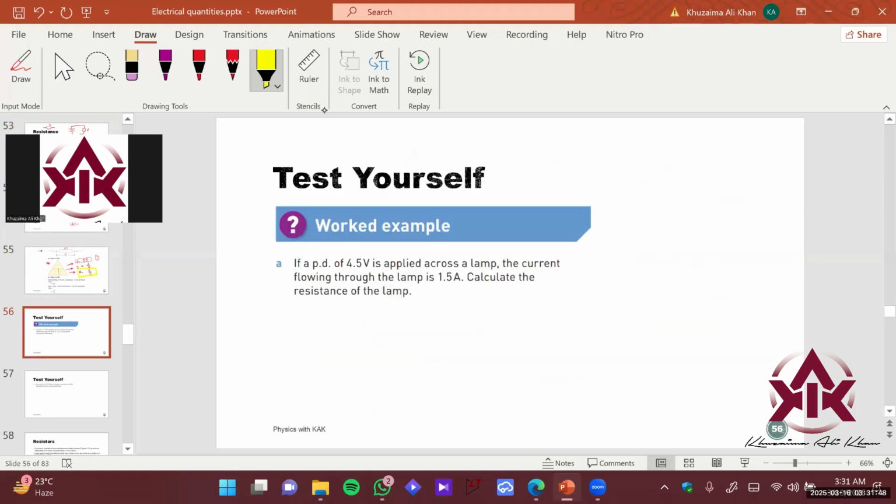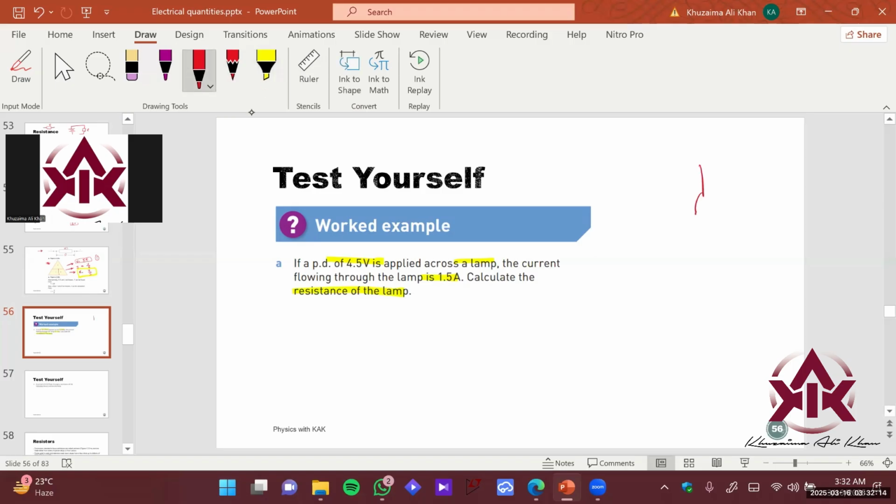So now you know the quantities and concepts. I want you to solve this question here. Pause the video and then solve the question. I believe that you are now done with the question. You have a potential difference of 4.5 volts applied across the lamp. The current flowing through the lamp is 1.5 amperes. You want to find the resistance of the lamp. Obviously, the lamp also has resistance.